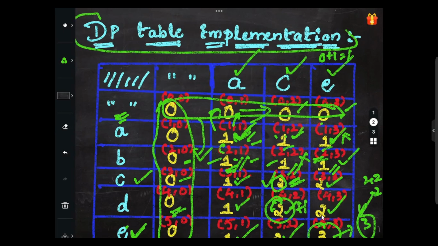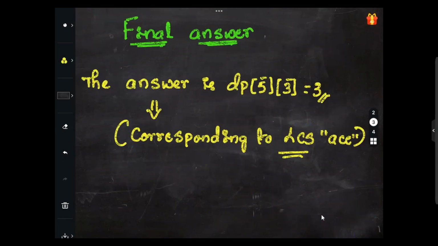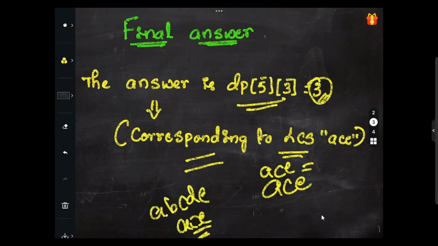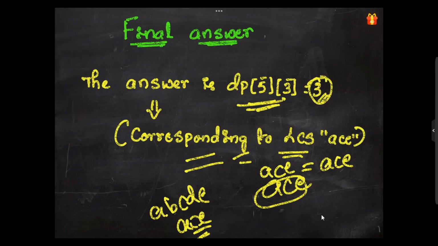So this is the dp table implementation. So here the final answer, dp of 5 comma 3 that we got here, is 3. So we have to return this one. This corresponds to the longest common subsequence, nothing but ACE, right? So ACE equals ACE. So that's what we compared from ABCDE and ACE. Now ACE equals ACE. This corresponds to the dp of 5 comma 3. The length corresponds to the LCS. So we have to return 3.